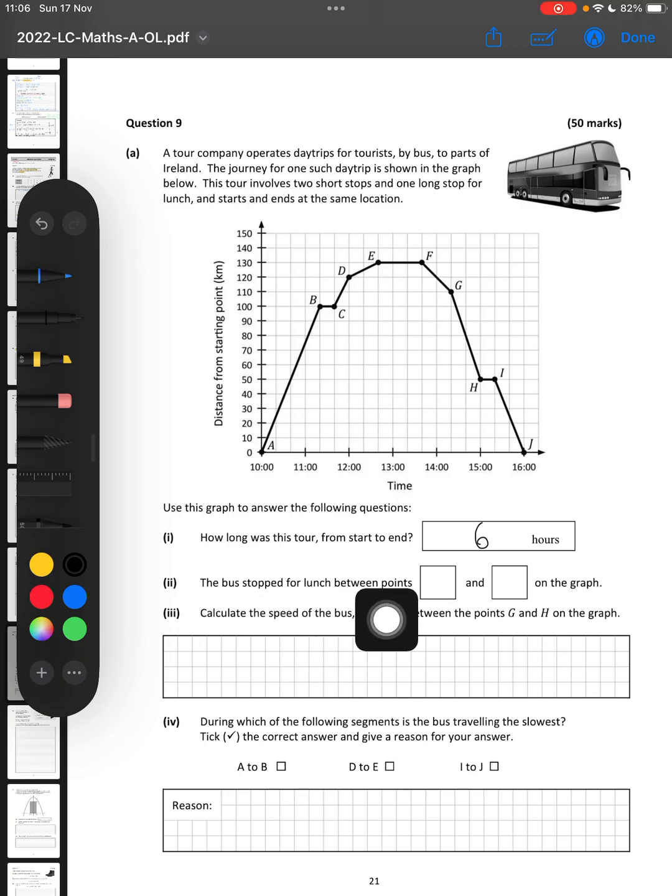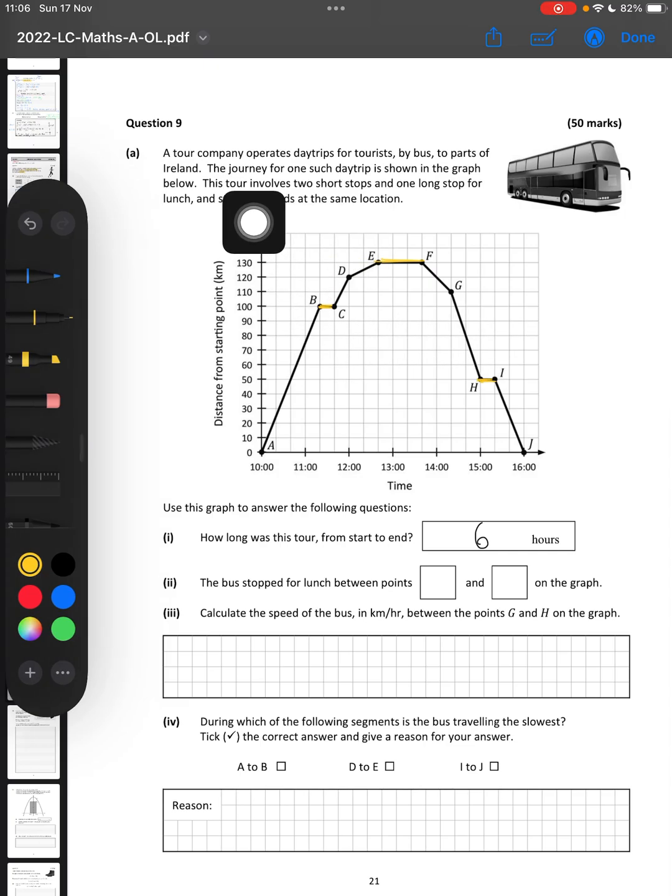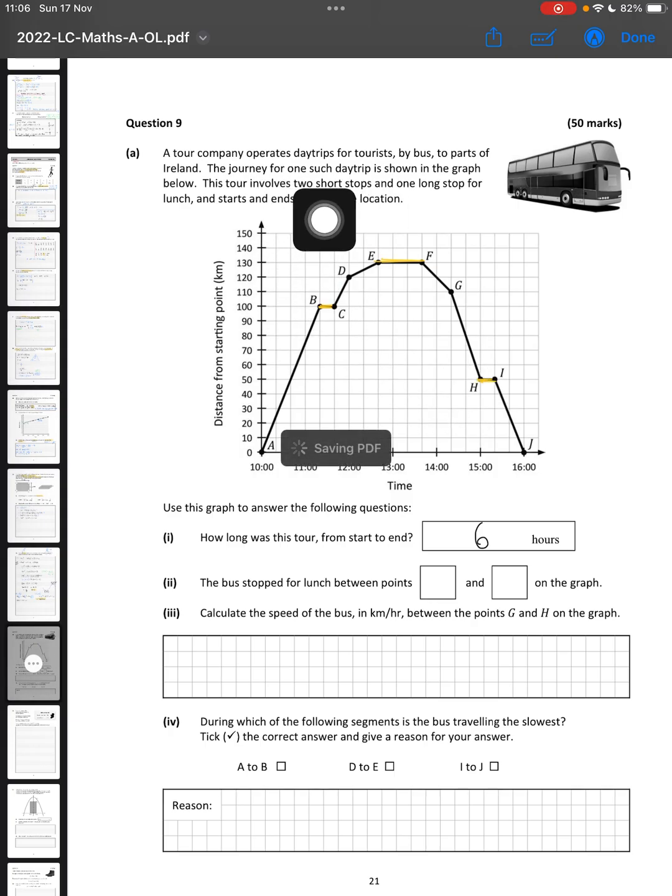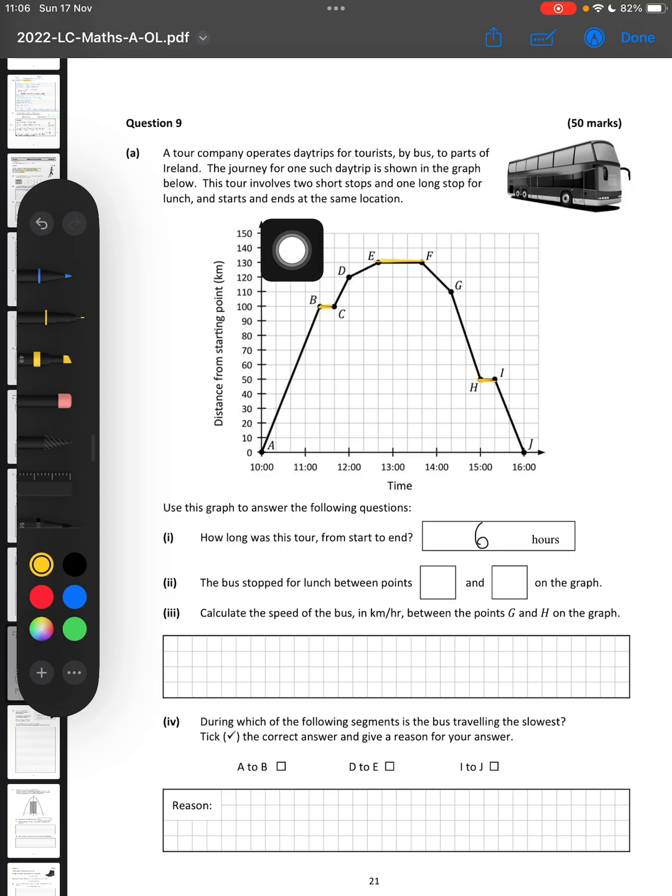The bus stopped for lunch between points where? Okay, so have a look there. Where are all the different places that the bus stopped? Okay, the bus stopped anytime that the distance wasn't changing. So from here to here, here to here, here to here. It says the 2 short stops are just 2 short stops, and the 1 long stop is the stop for lunch. Okay, so it's the long stop there that you have to give as your answer. So it's from E and F, between them 2 on the graph.